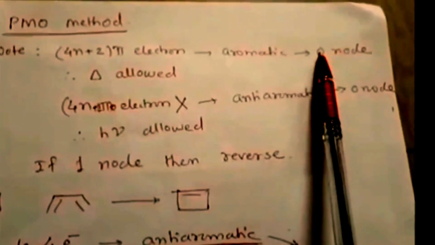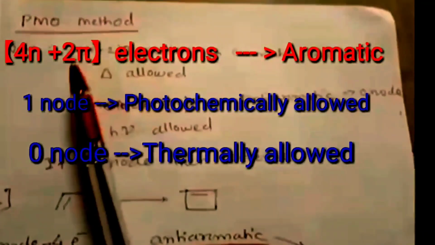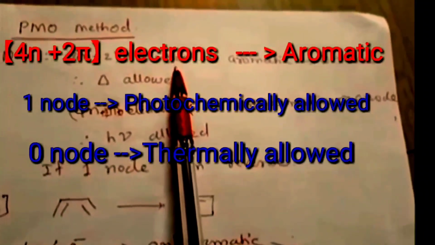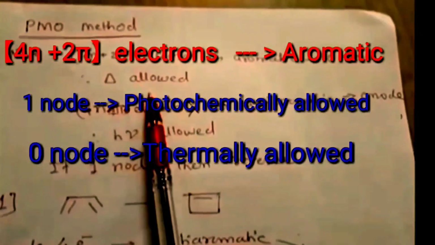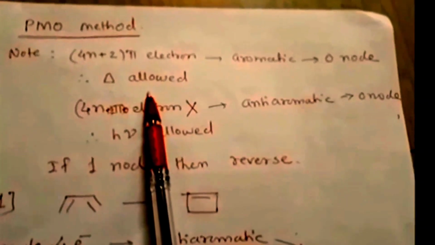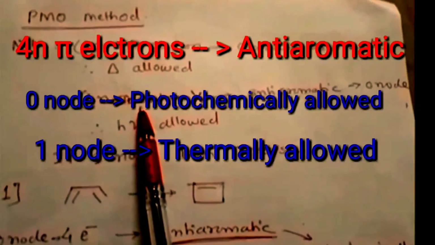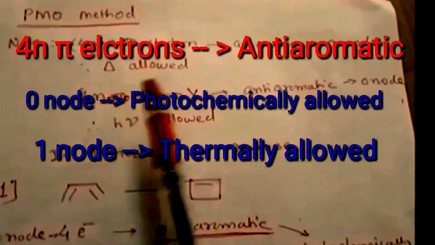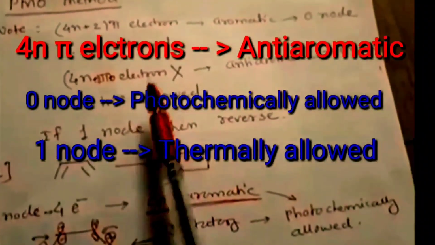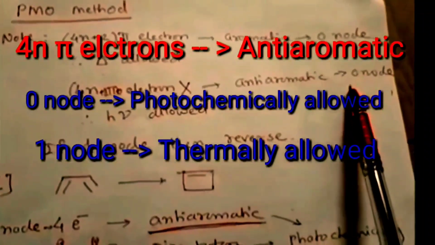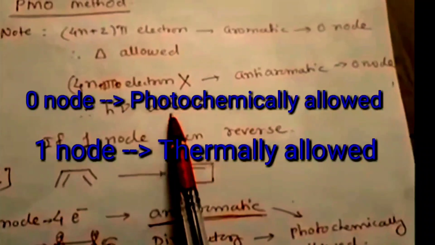Whereas, if 1 node is given, then the rules are reversed. Rules are reversed means if 4n plus 2 pi electrons are present, then the system is aromatic, but since 1 node, that reaction is photochemically allowed and thermally forbidden. Remember this. Also, if 4n pi electrons are present, then as you know, it is not aromatic, but anti-aromatic. Now if 0 node, photochemically allowed, whereas if 1 node is given, then that reaction is thermally allowed. This is most important.